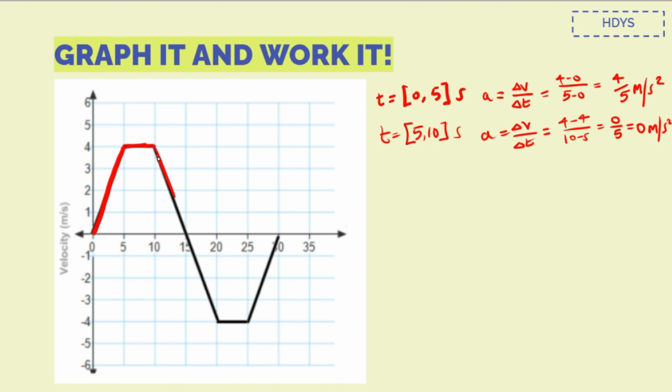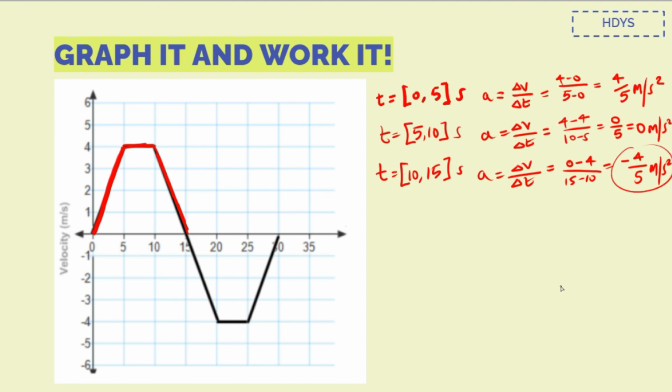Moving on to the next segment, for 10 to 15 seconds, a is equal to, once more, we have 0 minus 4, because the final velocity is 0, over 15 minus 10. And this gives us negative 4 over 5 meters per second squared. So this could mean that it's decelerating at a constant rate, but it could also mean that it is changing direction. So it could be going this way, and then it suddenly took a turn.